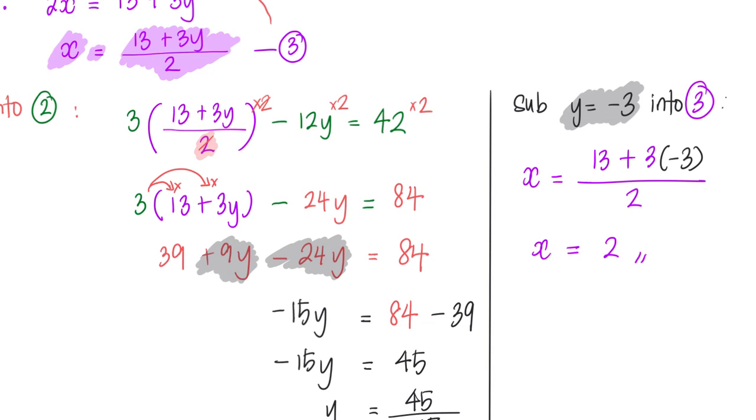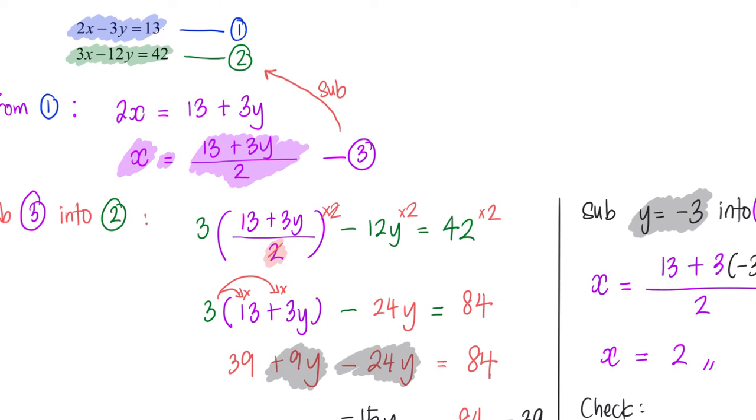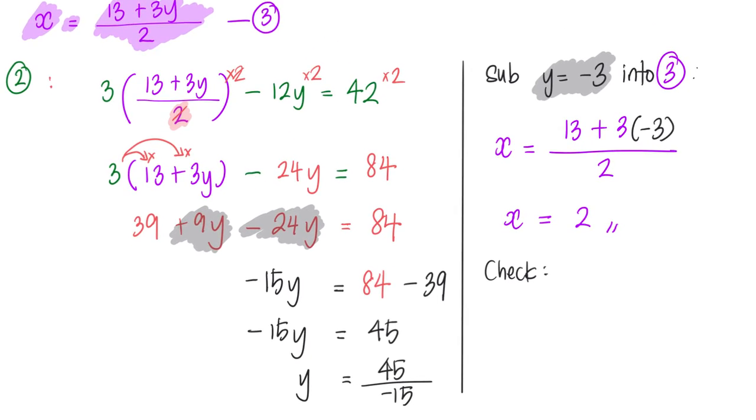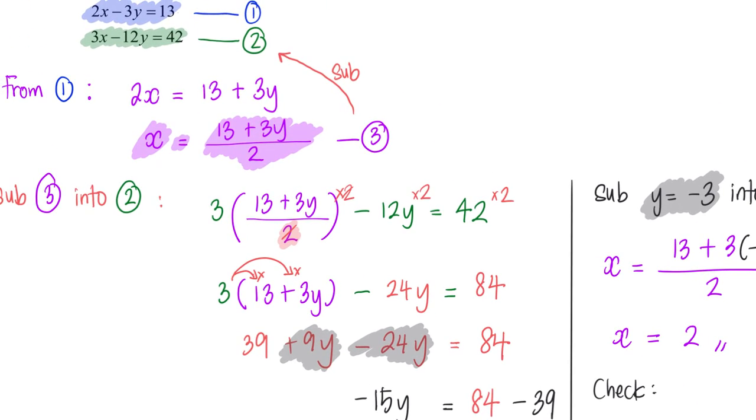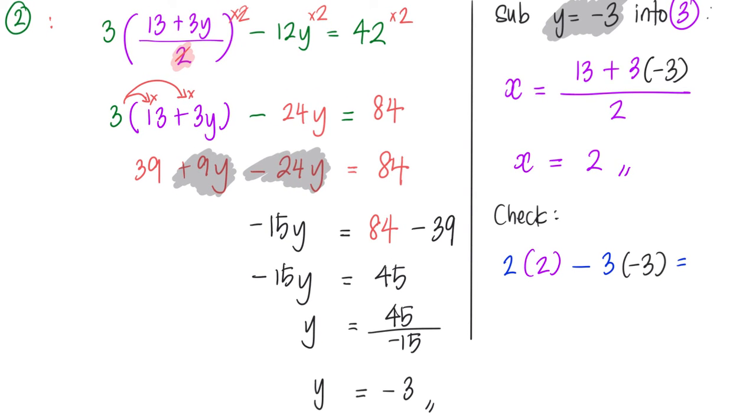And now for the last step, which is for us to check our answers. How do we go about doing that? Well, we substitute back into the equation. So equation 1 is 2x minus 3y. So 2x, x is 2, minus 3y. y is negative 3. And does this give me back my 13? Yes, it does. It satisfies equation 1.